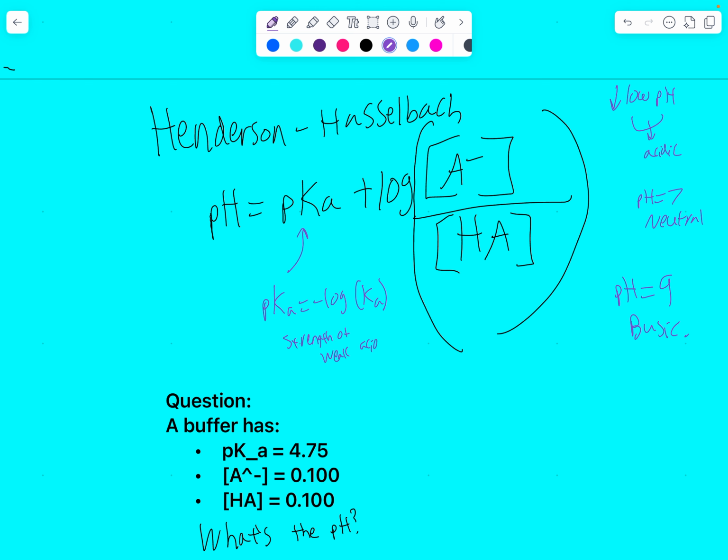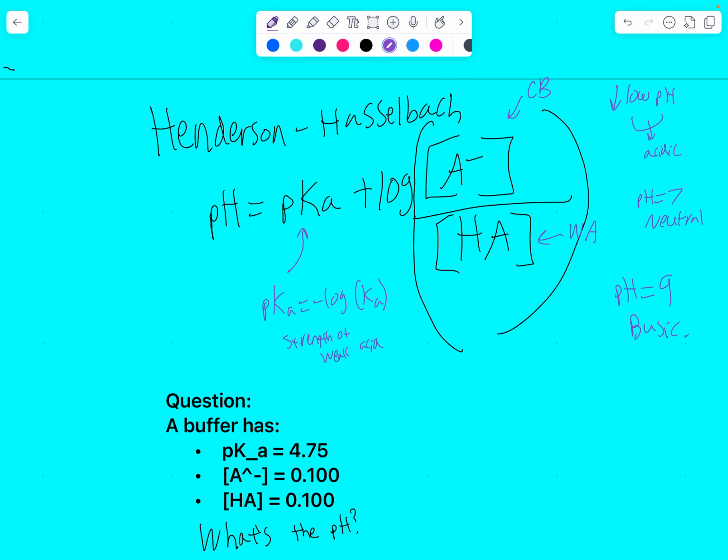All right. A minus is your conjugate base. I just wrote Cb. This is the acid after it donates hydrogen. HA is the concentration of a weak acid, and it's still holding on to that proton. The Henderson-Hasselbalch equation only works when both A minus and HA are present. That's what makes a buffer, all right?